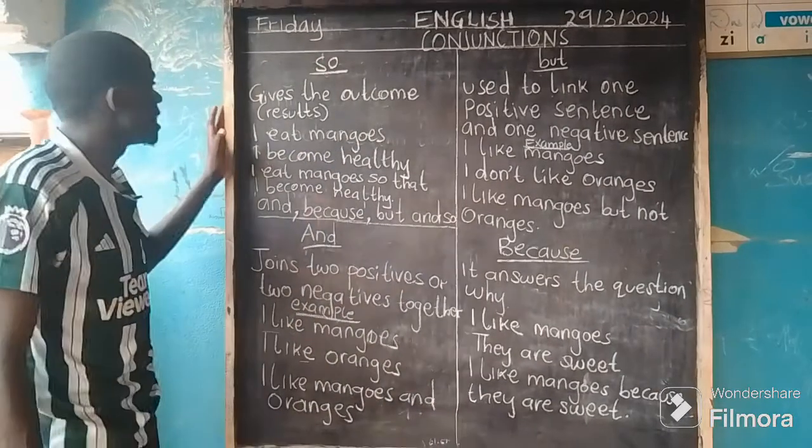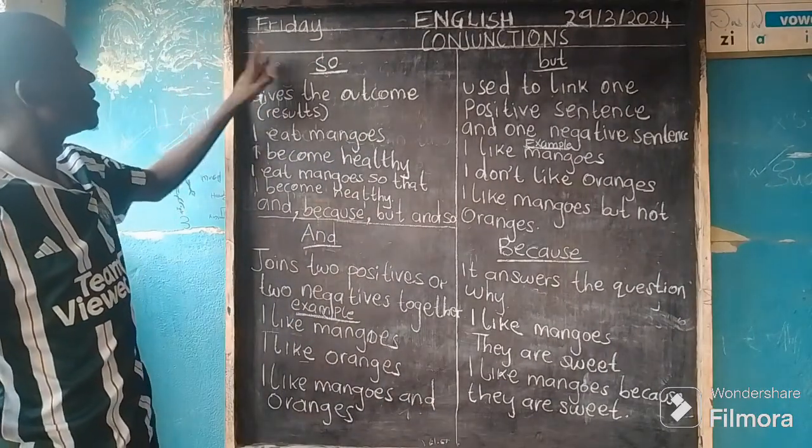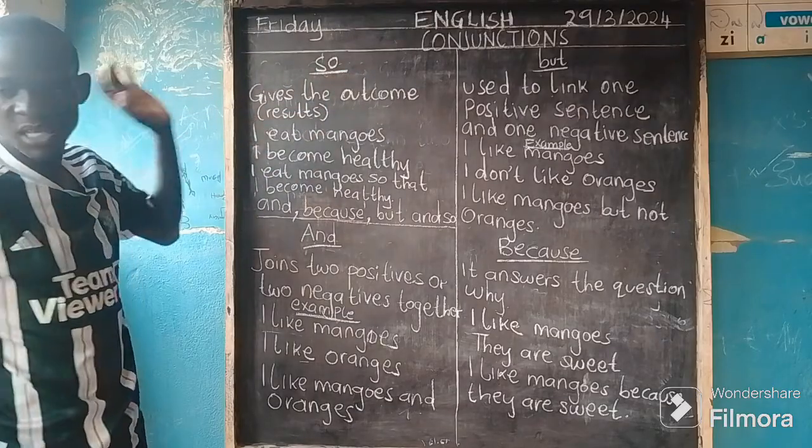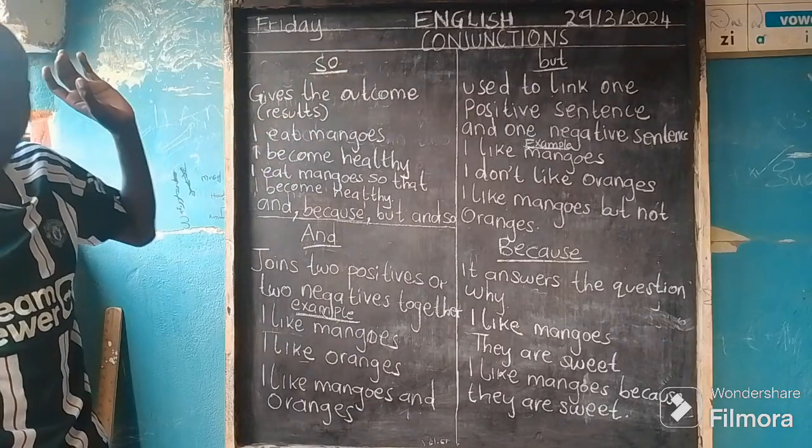In our last type of conjunction, we looked at so. So gives us the result or the outcome.